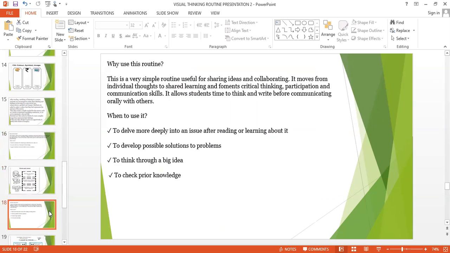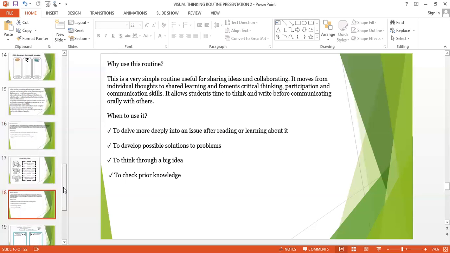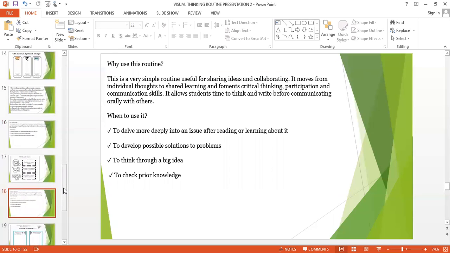Now, why should we use this routine and when to use it? This is a very simple routine useful for sharing ideas and collaborating. It moves from individual thoughts to shared learning and fosters critical thinking, participation, and communication skills. It allows students time to think and write before communicating orally with others.